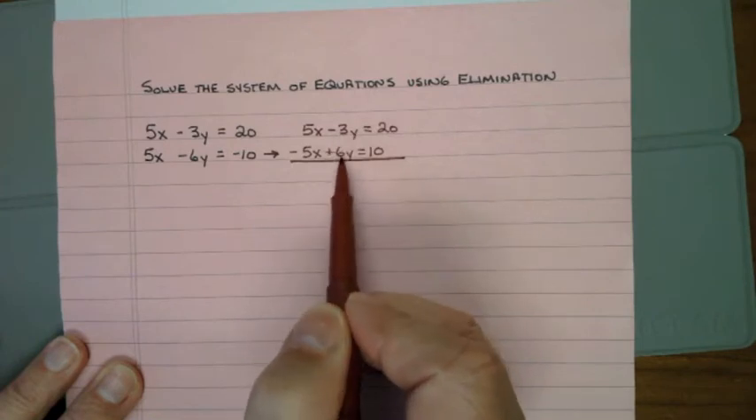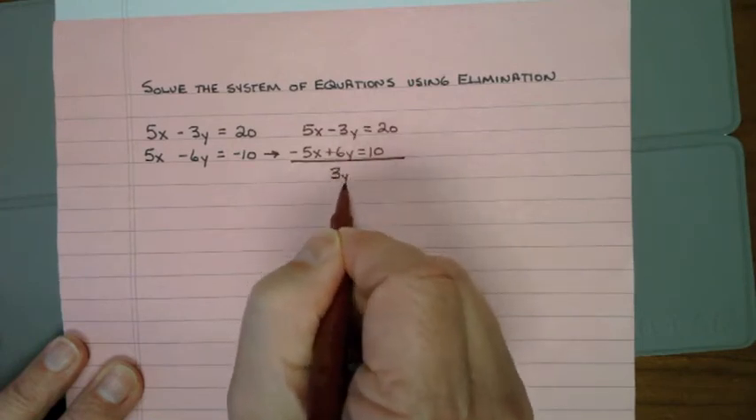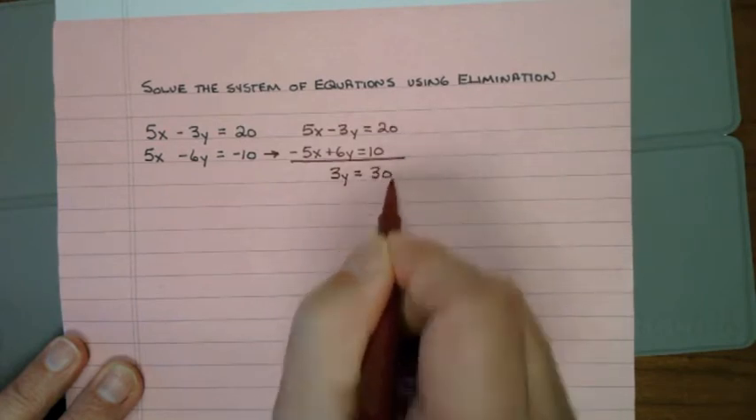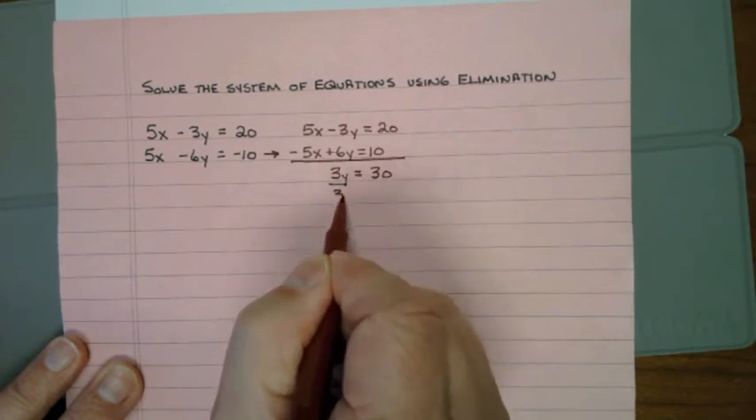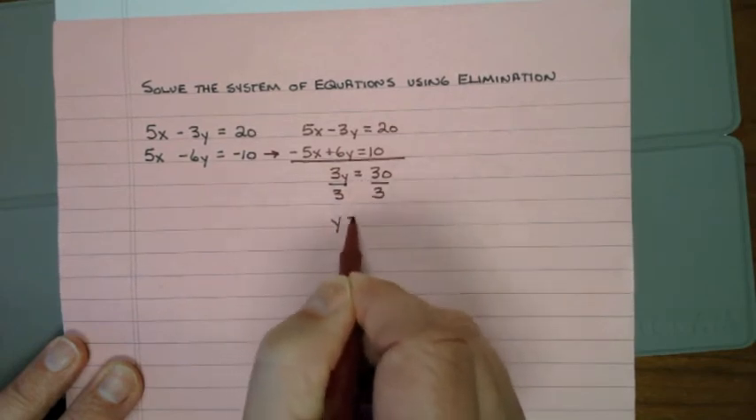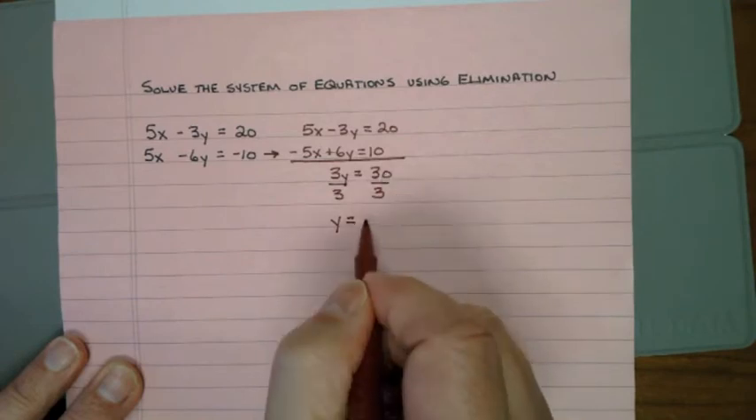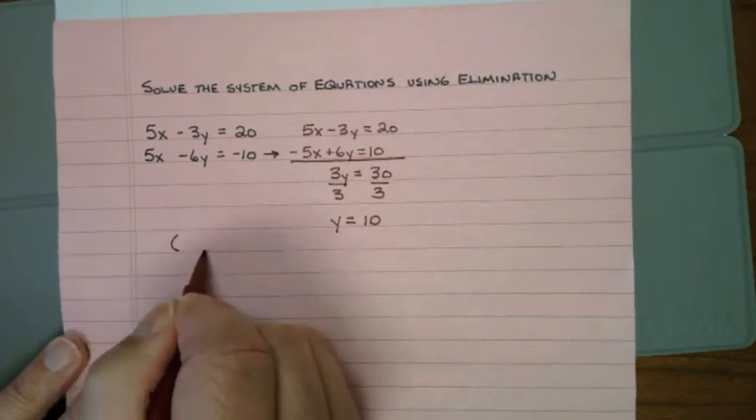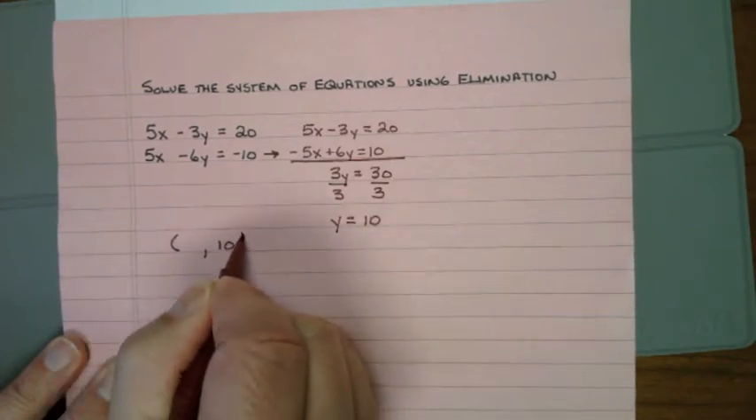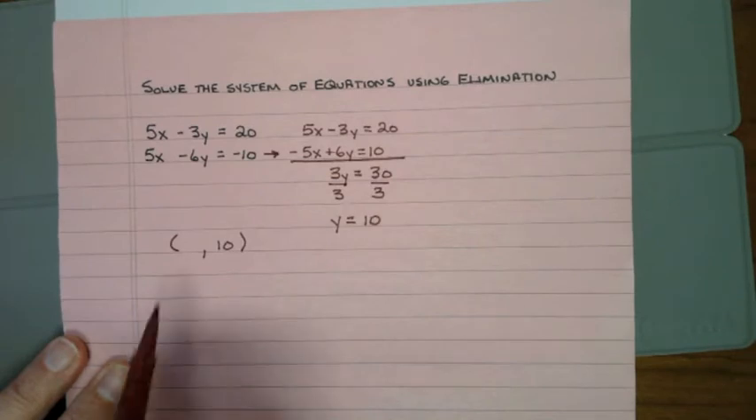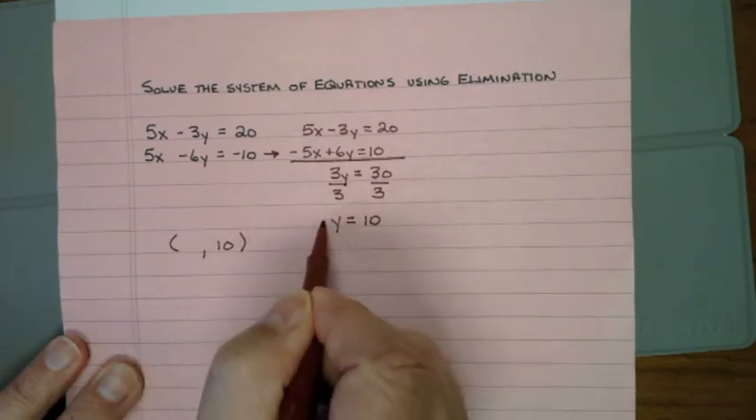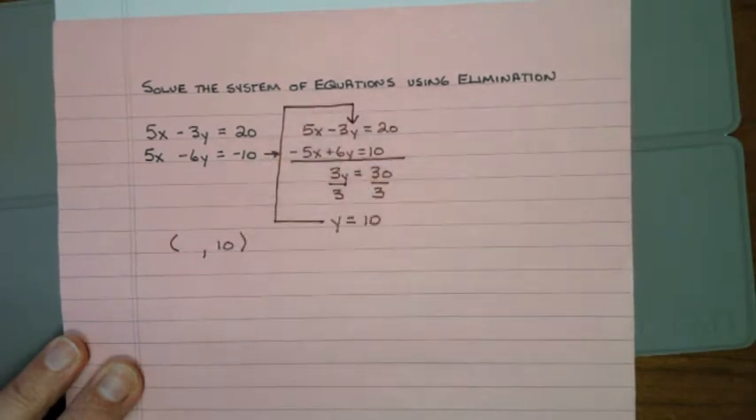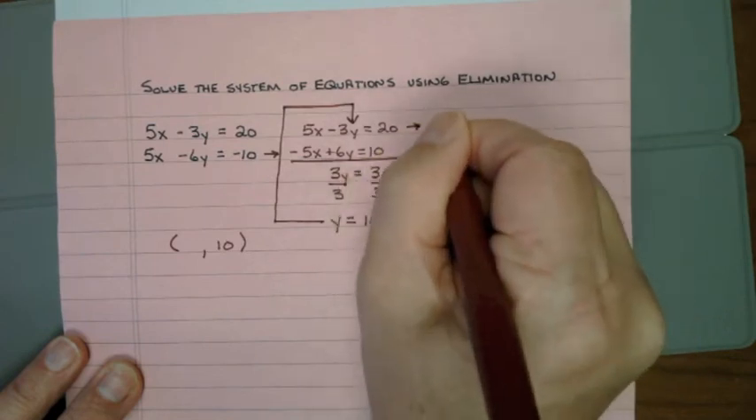Negative 3y, positive 6y gives me positive 3y. 20 and 10 put together give me 30. Divide both sides by 3. I found out that my y coordinate is 30 divided by 3, 10. So I'll go ahead and make an ordered pair over here. And I put this in the y spot of that ordered pair. The only thing I'm missing now is my x coordinate. The way I figured out what my x coordinate is, I take this number and I plug it in right there. Let's see what that equation looks like when I plug it in there.